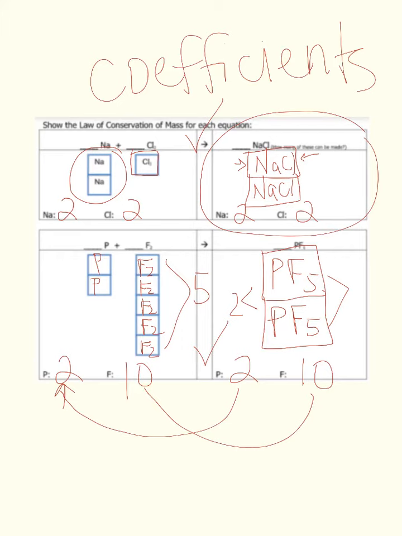Sometimes that can be a little bit confusing. So I've got 2 boxes of Na here. That means I have a coefficient of 2. I only have 1 box of Cl2, so that's a coefficient of 1. And I have 2 boxes of NaCl, so that's a 2. On the next example, 2 boxes, 5 boxes, and 2 boxes. So we've got coefficients of 2, 1, 2 and 2, 5, 2.